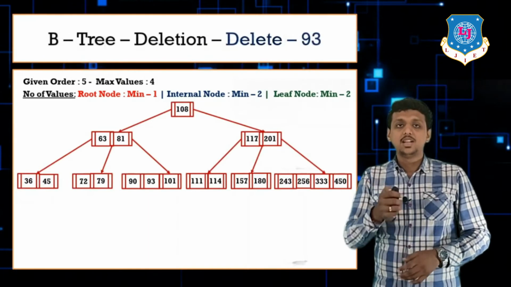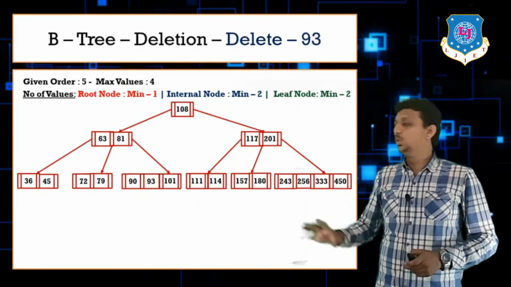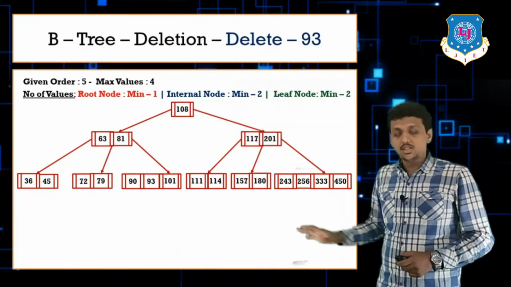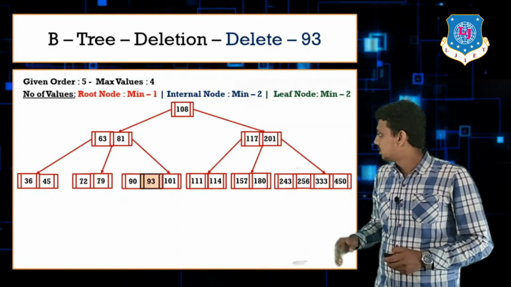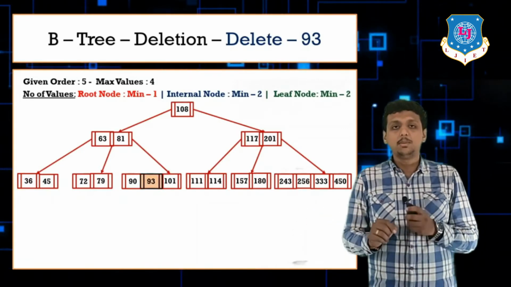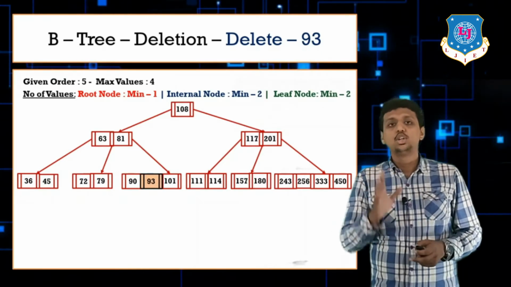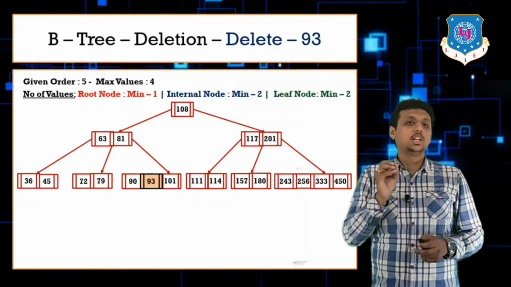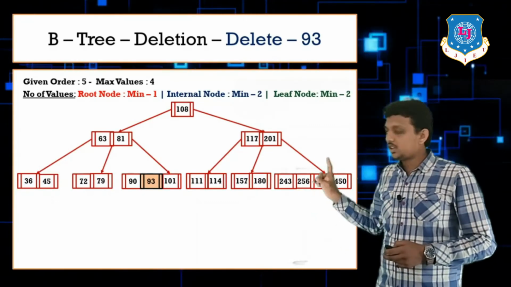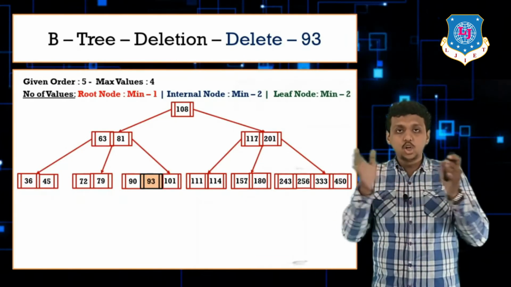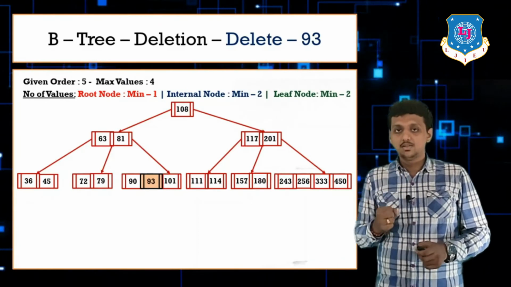Now let's begin. Very first, if I want to delete the node 93, I'm just highlighting it. So here it is, my node 93. Now tell me, is 93 a leaf node? Yes, 93 is a leaf node. So same as insertion, each and every operation starts from the leaf node. So students, make sure that the whole node containing 93 contains how many values? 3 values. Fine.